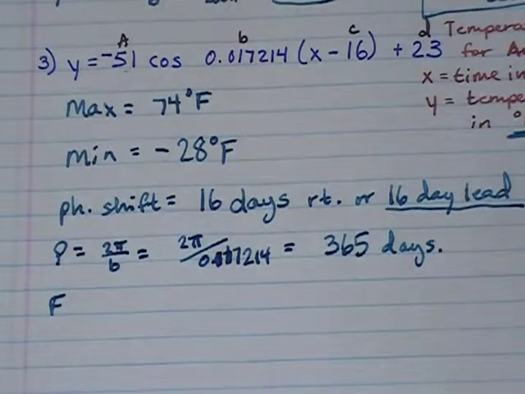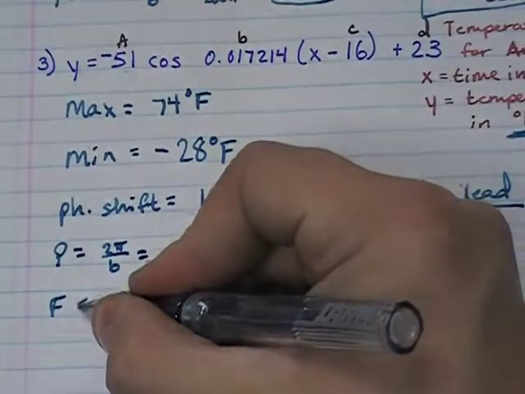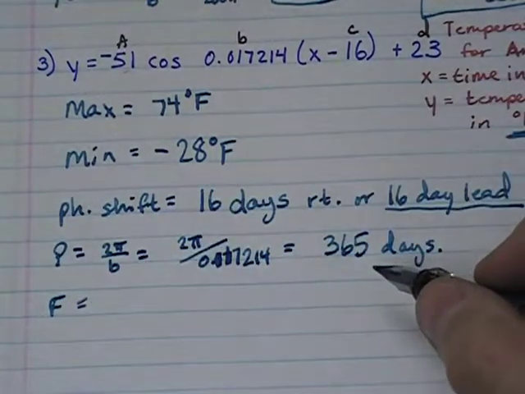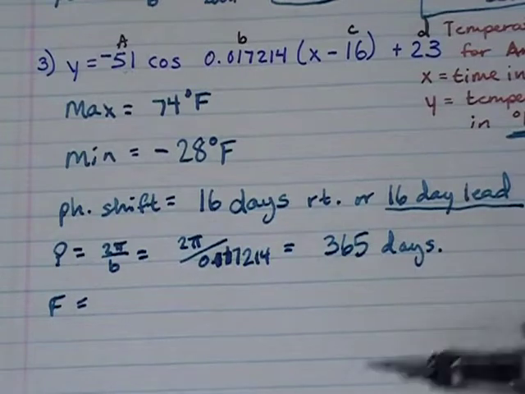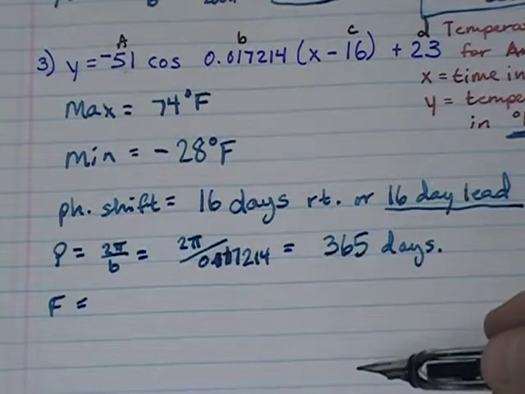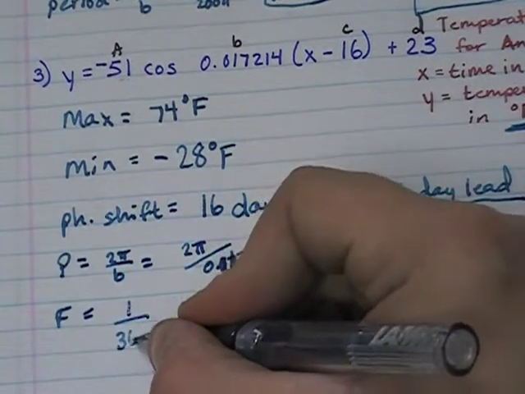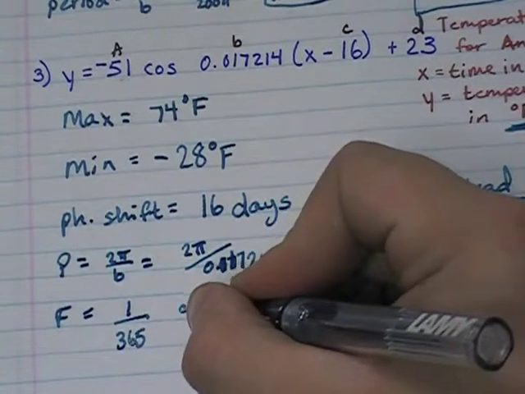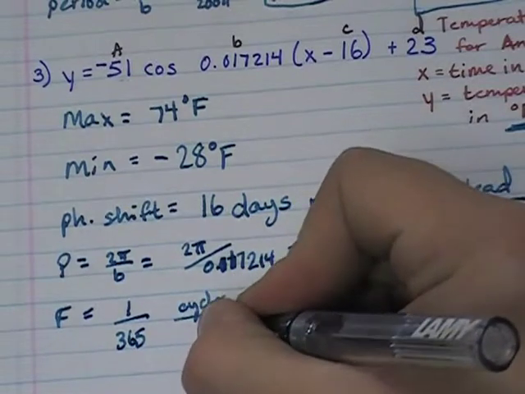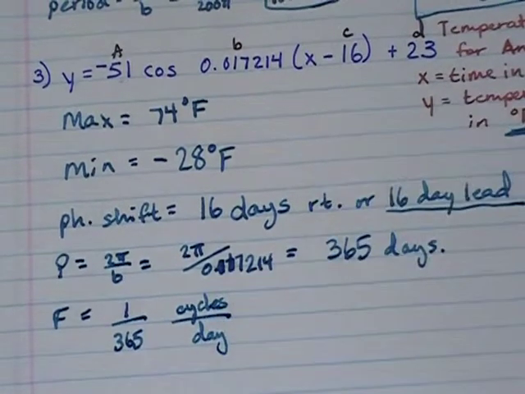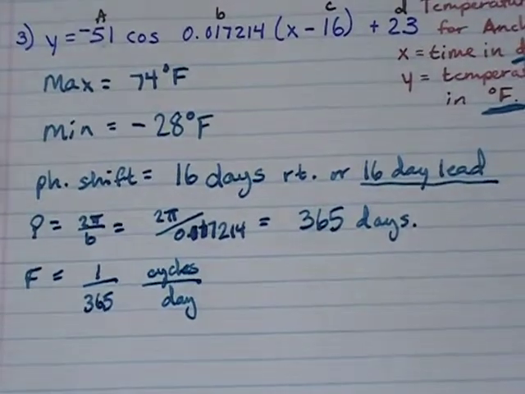Okay? Now the frequency. What's the frequency? Well, frequency is take the period and flip it. How often does this wave repeat? And the answer is 1 over 365 cycles per day. Okay? Now normally we say cycles per second because the time is measured in seconds. Notice here the frequency is cycles per day because time is measured in days.